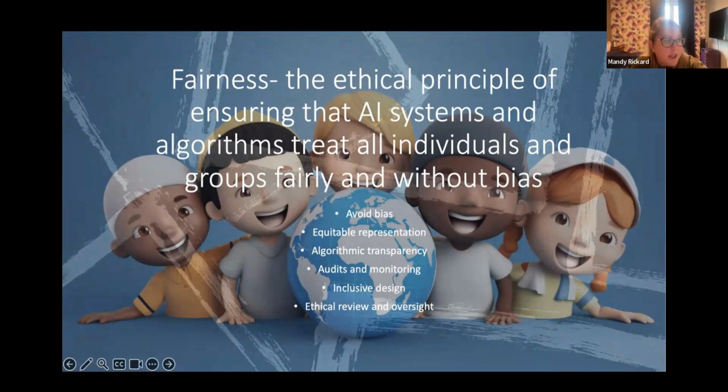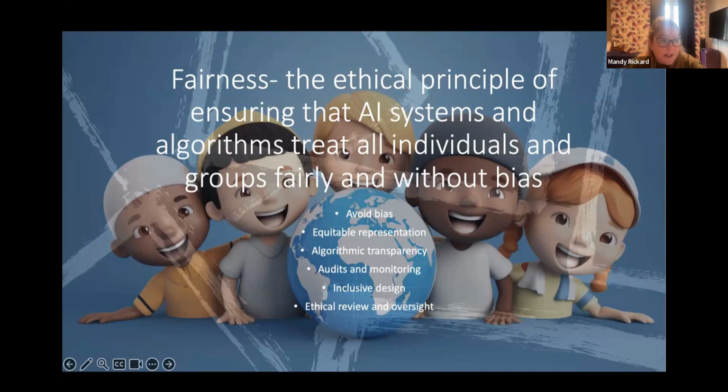We need to make sure that there's equitable representation, which means ensuring that the data used to train AI models represents the diversity of the patient population that would be using the model. This helps prevent underrepresentation or overrepresentation of certain groups, which could result in biased predictions. We need to ensure algorithmic transparency, which means that healthcare professionals and patients should have insights into how the AI system arrives at its decisions, which again goes back to that explainability point.